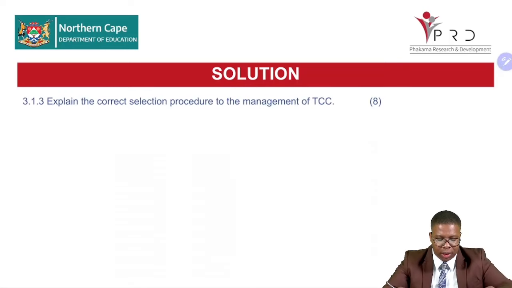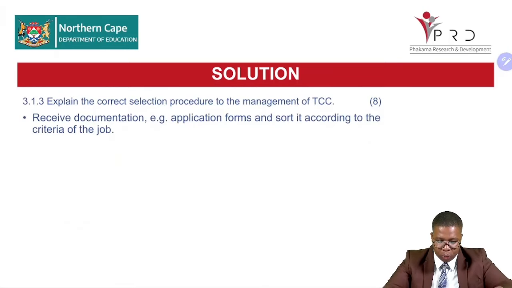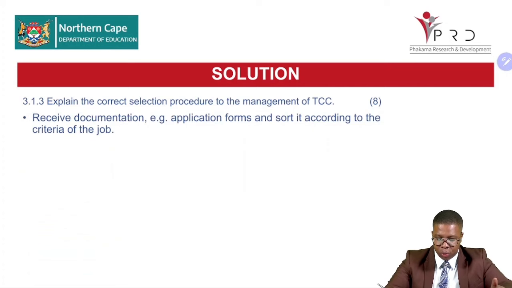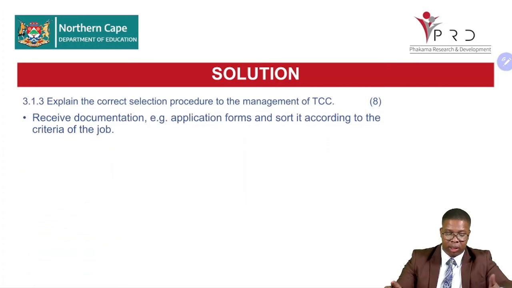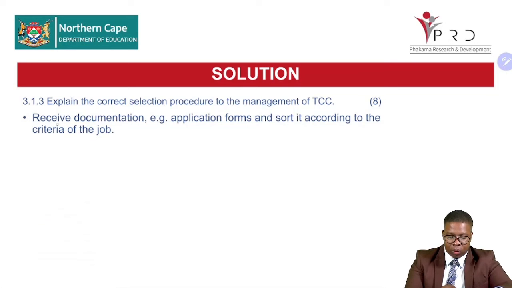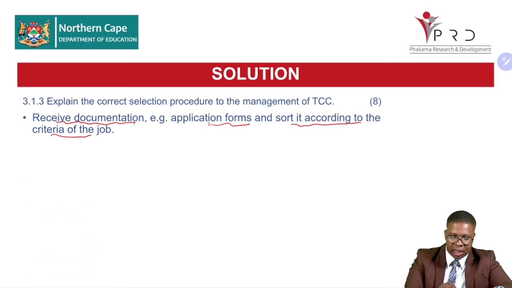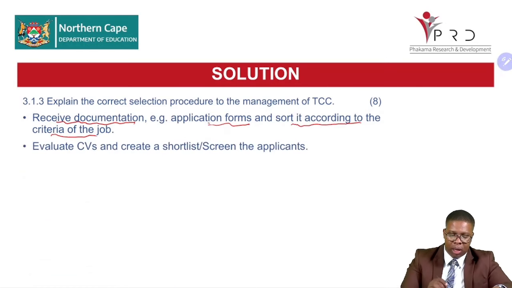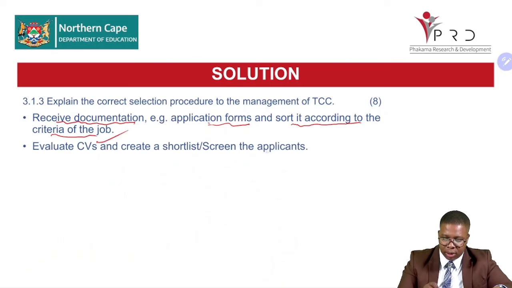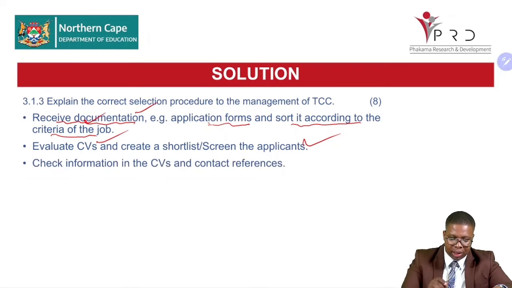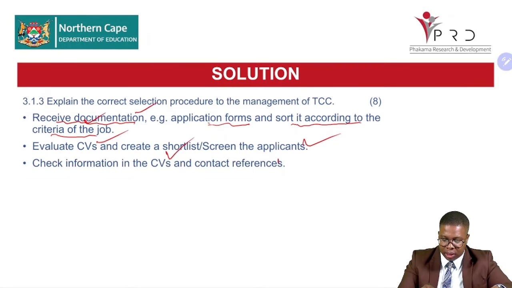Then we move to their selection procedure, and which is the correct selection procedure. Now, as we explain the correct selection procedure to management of TCC, this is how you explain it. To say the selection procedure will include receiving documentation, for example the application forms, and sorting it according to the criteria of the job. That's number one. Then number two, evaluate CVs and create a shortlist or screen applicants. Then another one is check information on the CVs and contact references.